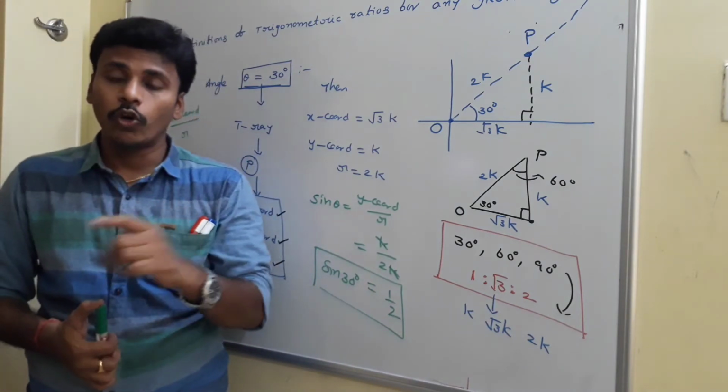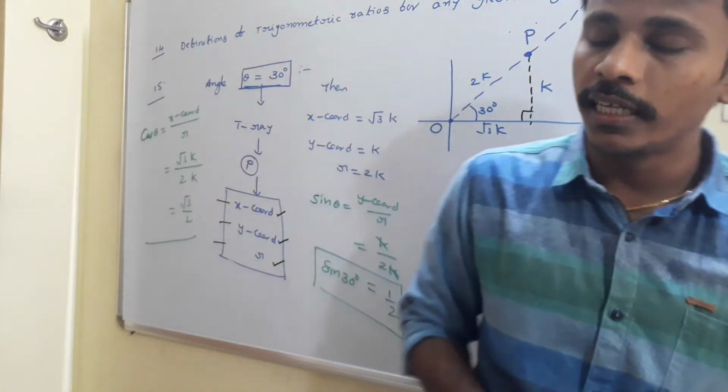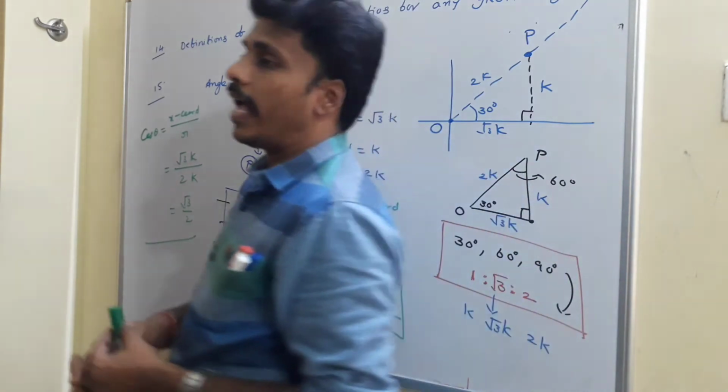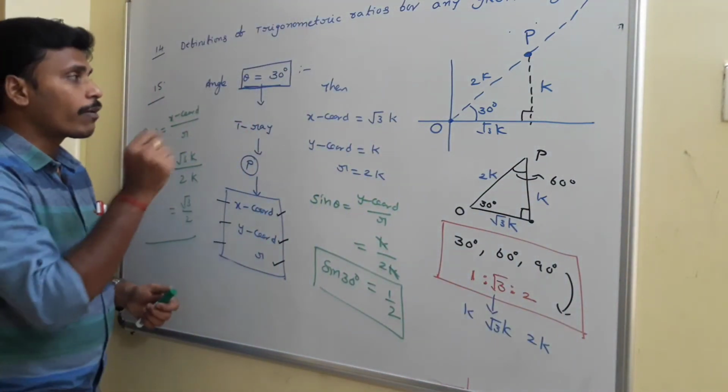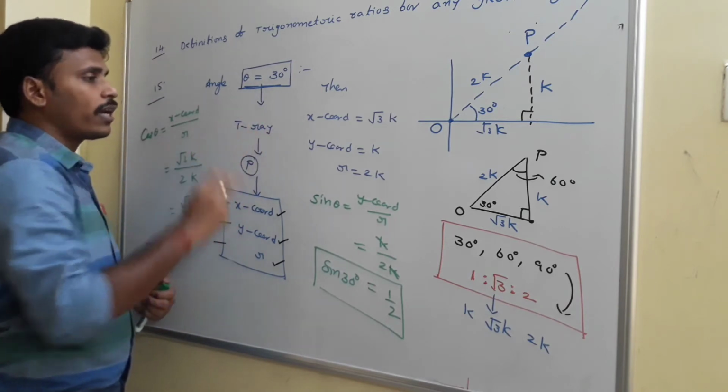Once again I am repeating, to find the trigonometric values for any angle like 30 degrees, 60 degrees, 100 degrees, 120 degrees, what is your first part? Your first part is identifying the angle, and the second part is locating the terminal ray.